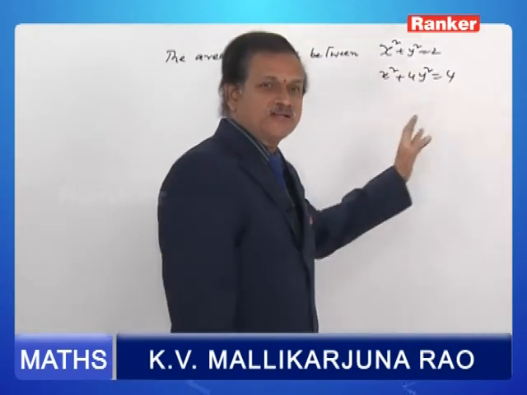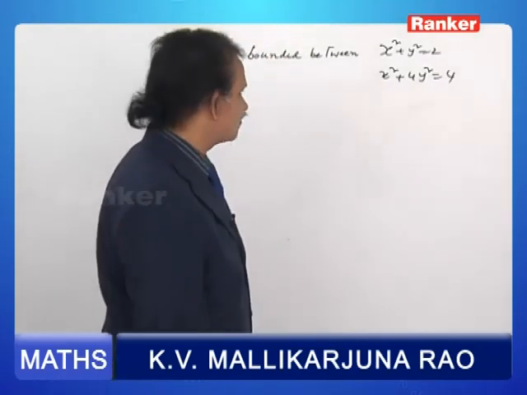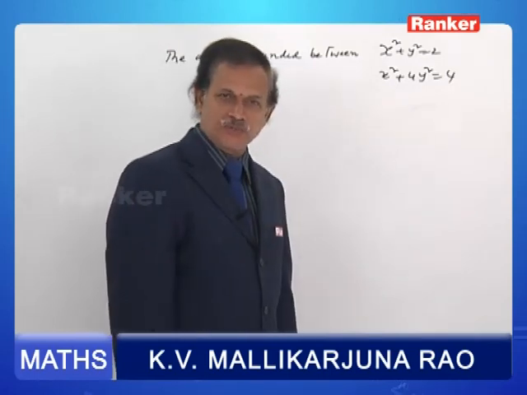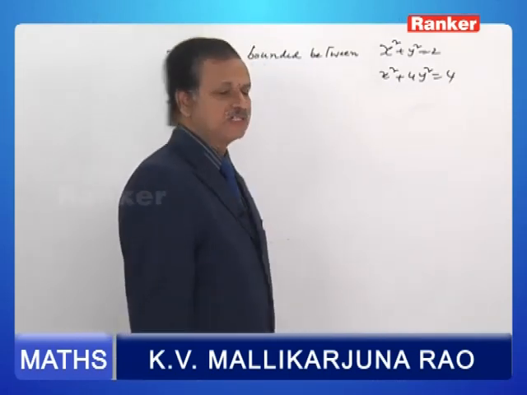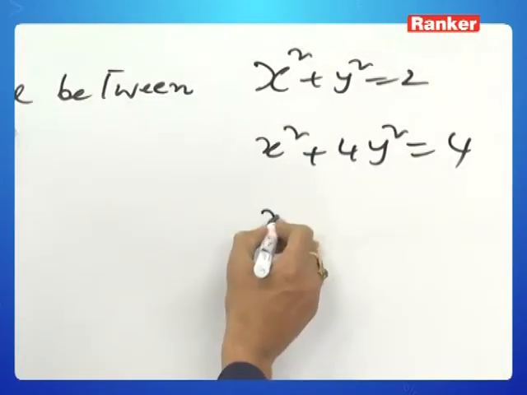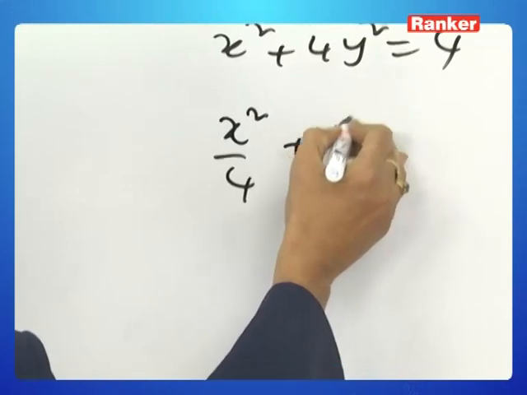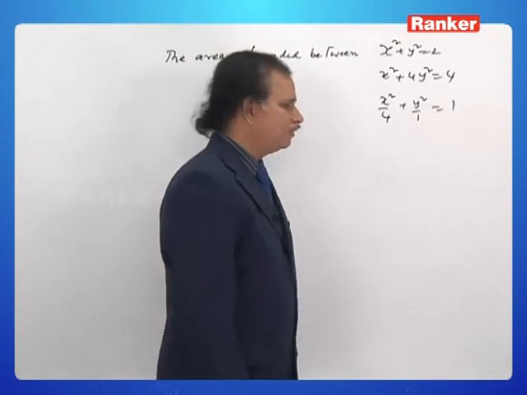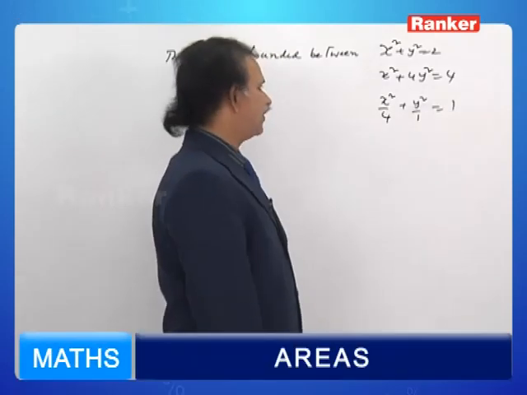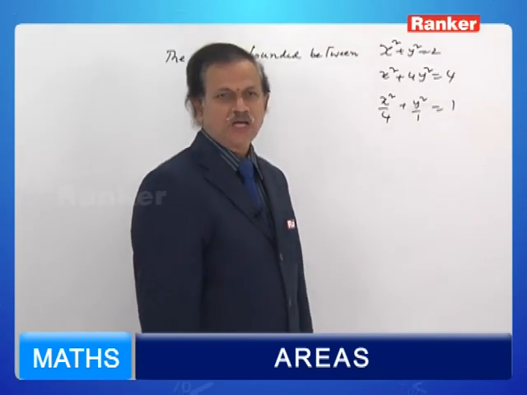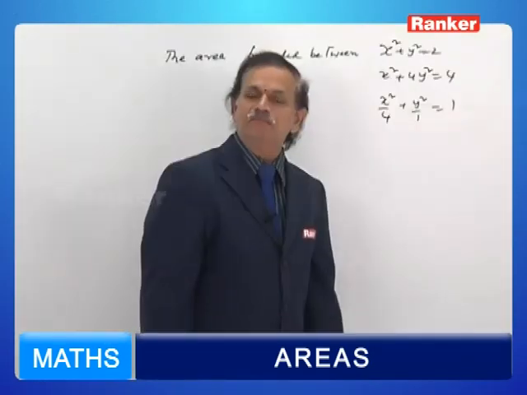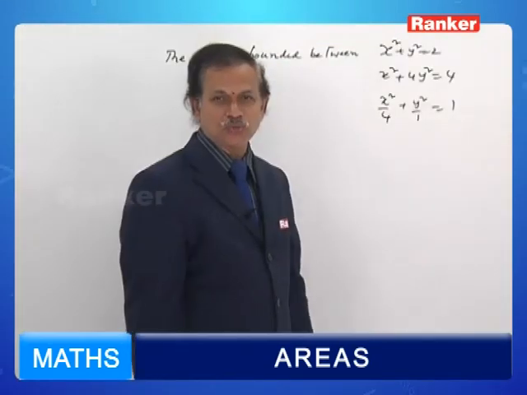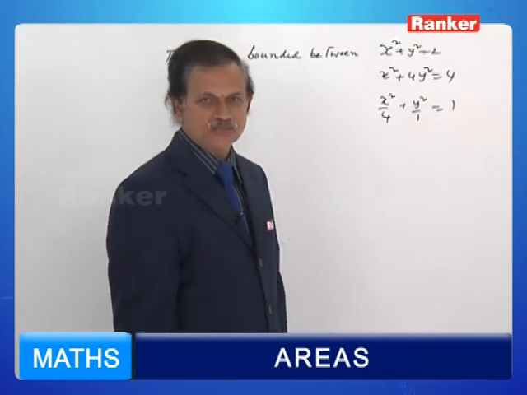We try to understand the nature of the two curves here. One is a circle, of course, x square plus y square is equal to 2, centered at origin and radius root 2 units. And the other, of course, it is an ellipse. You can easily observe that. That is x square by 4 plus y square by 1 is equal to 1. So, it is an ellipse, the length of whose major axis is 4 units and that of minor axis is 2 units. That is, a is 2 and b is 1. There has been certain area involved between these two. That area we are supposed to find.